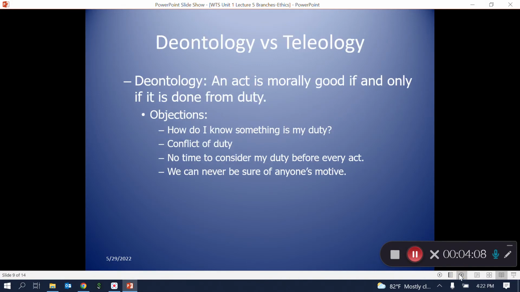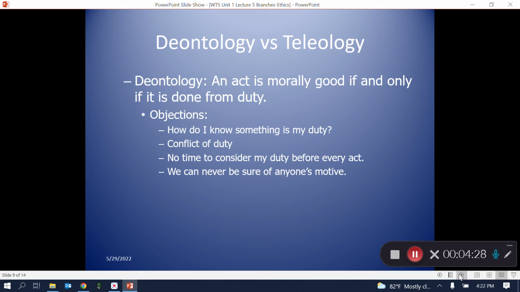Another debate is between deontology and teleology, just over the question, what matters more, passing judgment on a moral act, the consequent of the act, or the motive behind the act? The deontologist says an act is morally good if and only if it's done from duty, regardless of the consequences.